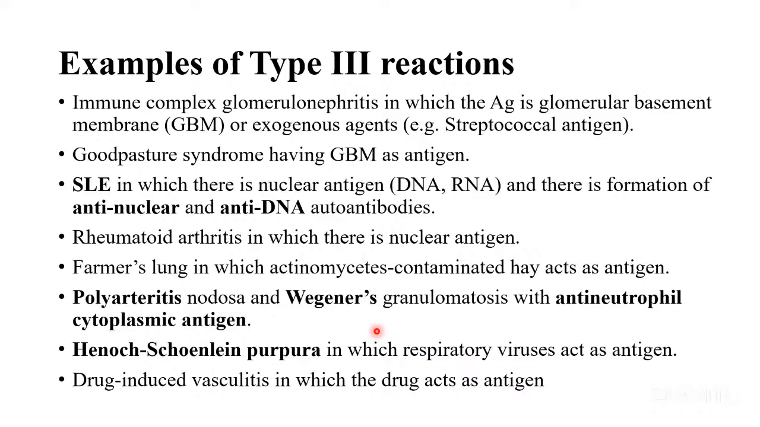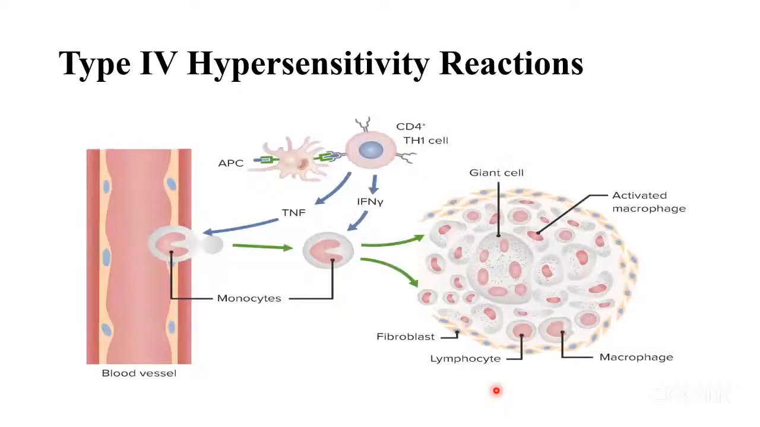Then there is Henoch-Schönlein purpura, in which respiratory viruses act as an antigen to cause these particular symptoms. Then with the antigens, the body will now produce the antibodies to effect this particular mechanism.